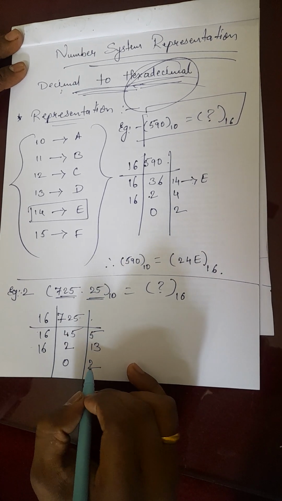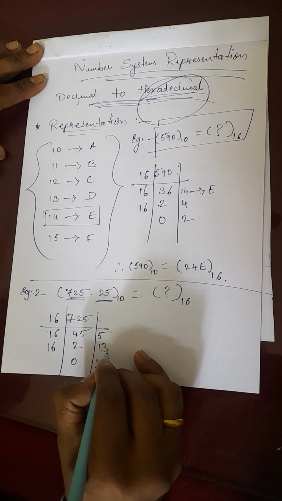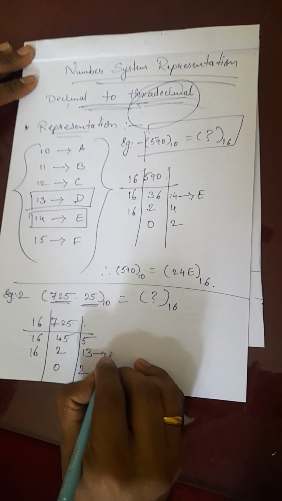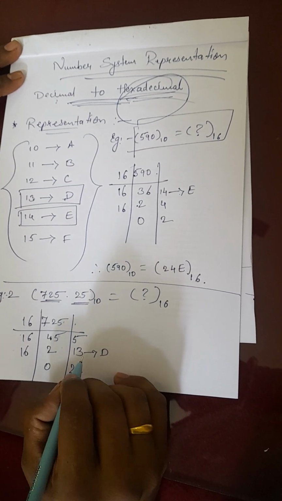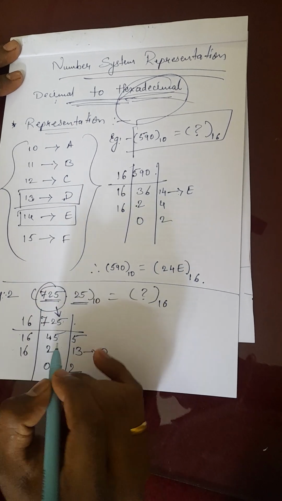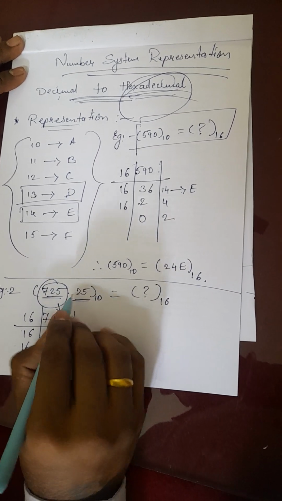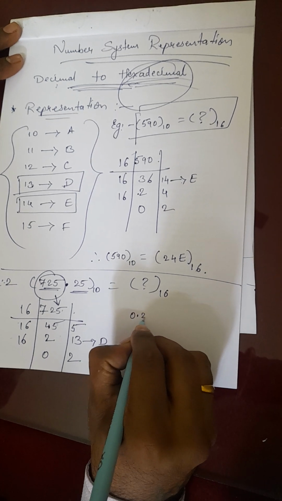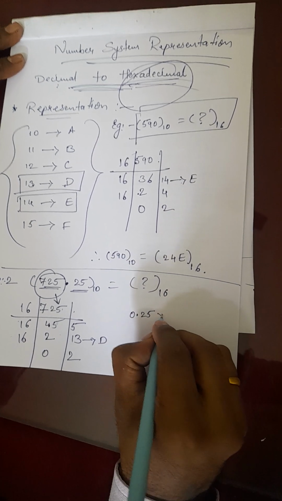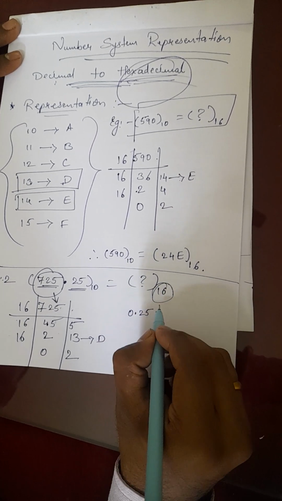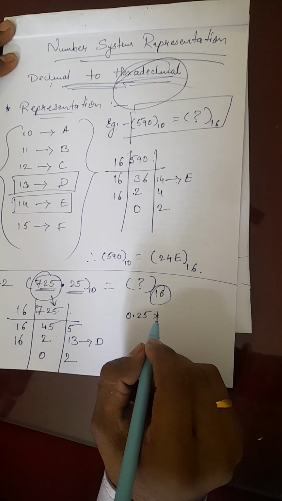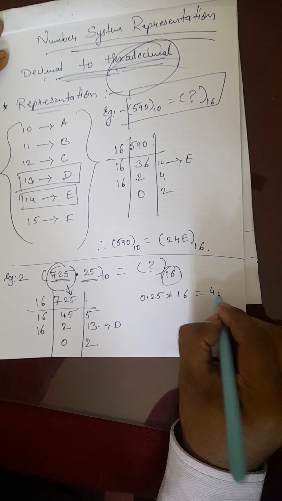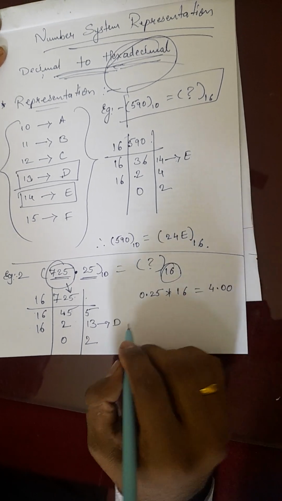Now, is there anything more we can represent? Yes, that is 13. 13 is represented as D. Okay, this was for the left part. What about the right part? It is 0.25, so we will write 0.25 multiplied by 16. Why 16? We have to represent it in hexadecimal, so multiplied by 16 we will get 4.00.